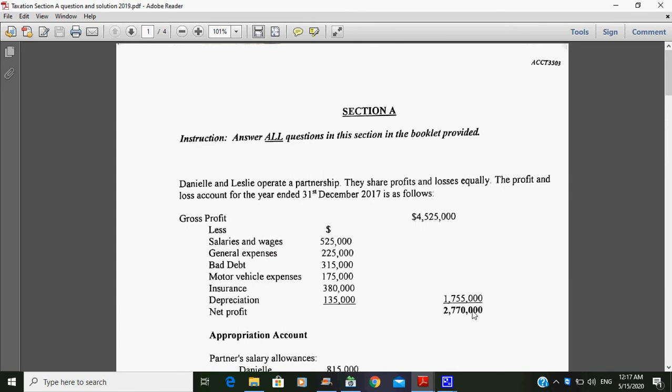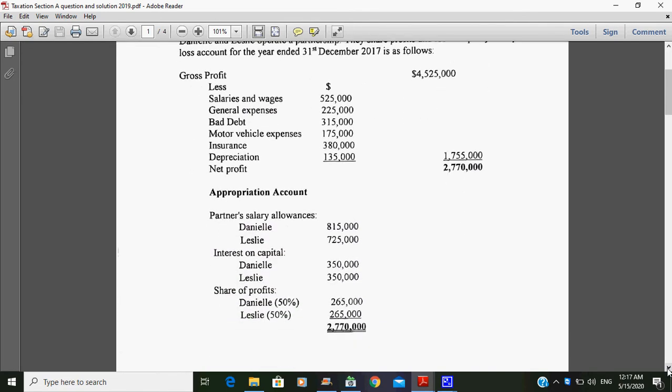So this is the net profit with which you will start your adjusted profit statement, right? When it comes to that point, this is just the question itself. Then you have the appropriation account: partner salary allowances, Daniel and Leslie; interest on capital, Daniel and Leslie; share of profit 50% each, which is 265,000. And this figure is not really correct, it seems, because there's no way 50% of this could be this. So this is wrong, alright? You would see that this is really wrong at present. Good?